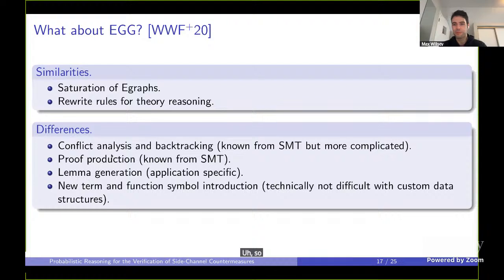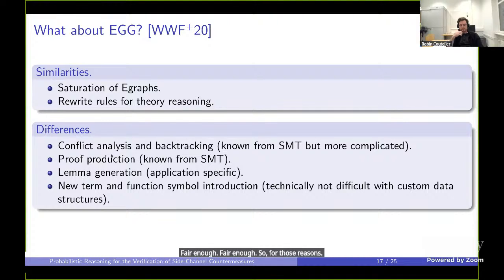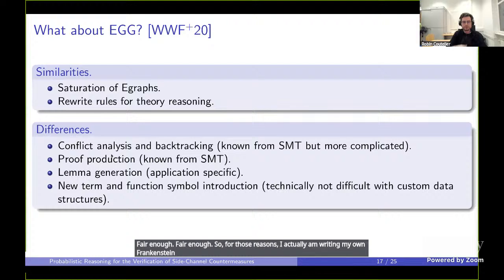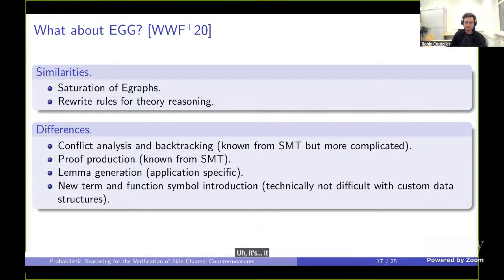So why would you build conflict analysis on top of it? Because you sort of need both together. For those reasons, I actually am writing my own Frankenstein monster, trying to implement all of these things. It's not great yet, but work in progress. And the other thing is the lemma generation that we already talked about, and new term function.